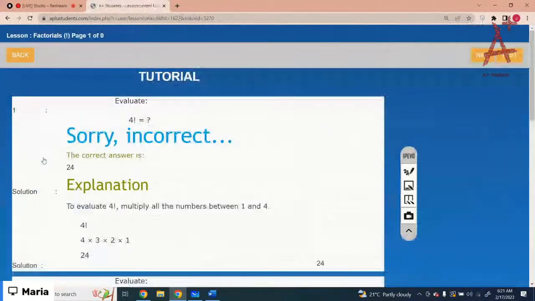Okay, evaluate. Basically, whenever you have to calculate a factorial, like 4 factorial in the example, that means you have to multiply all the numbers starting from 4 until 1. You have to do 4 times 3 times 2 times 1. So 4 factorial equals 4 times 3 is 12 and 12 times 2 is 24. So 4 factorial equals 24. Got it?